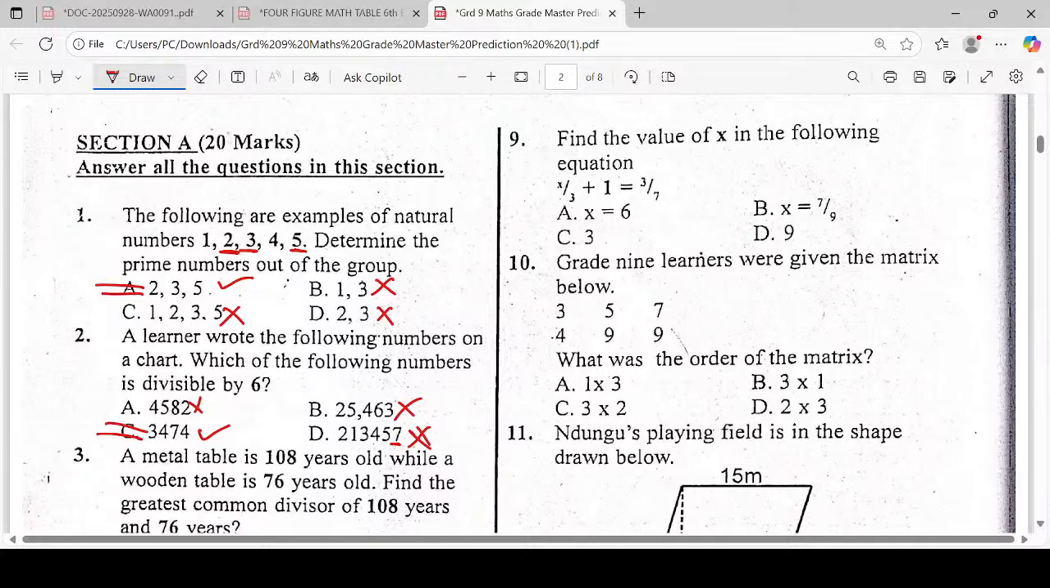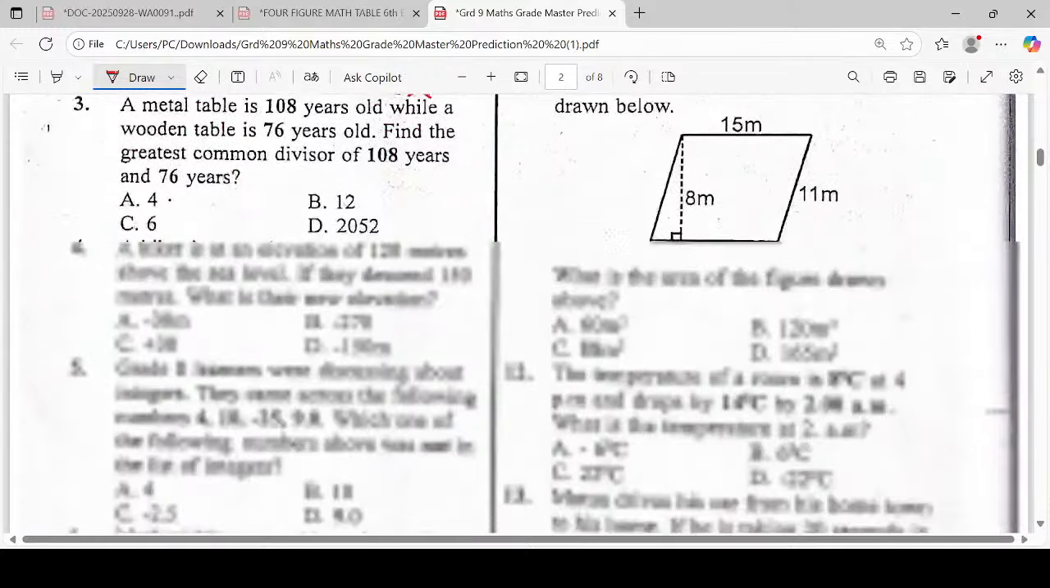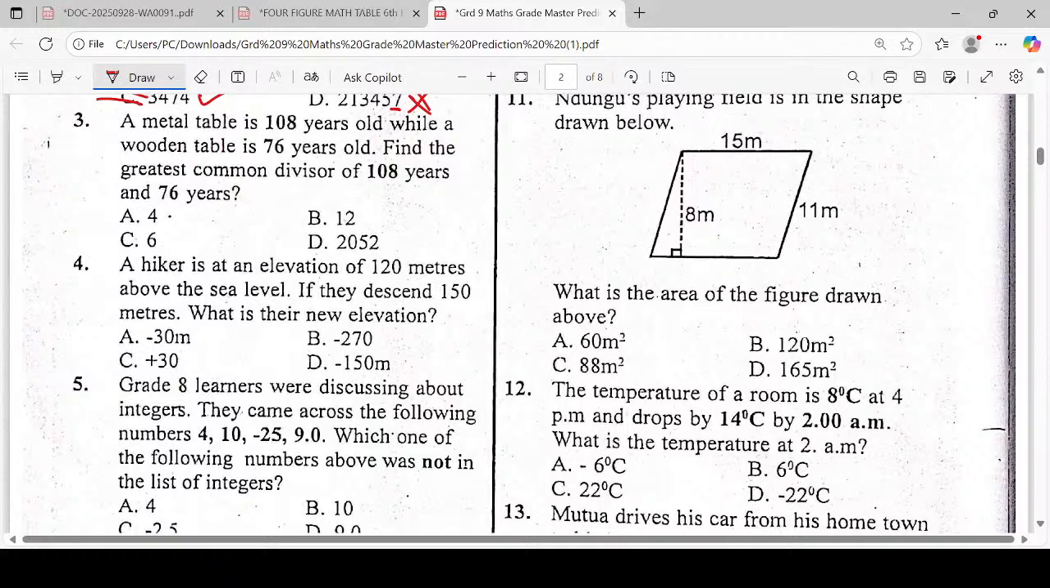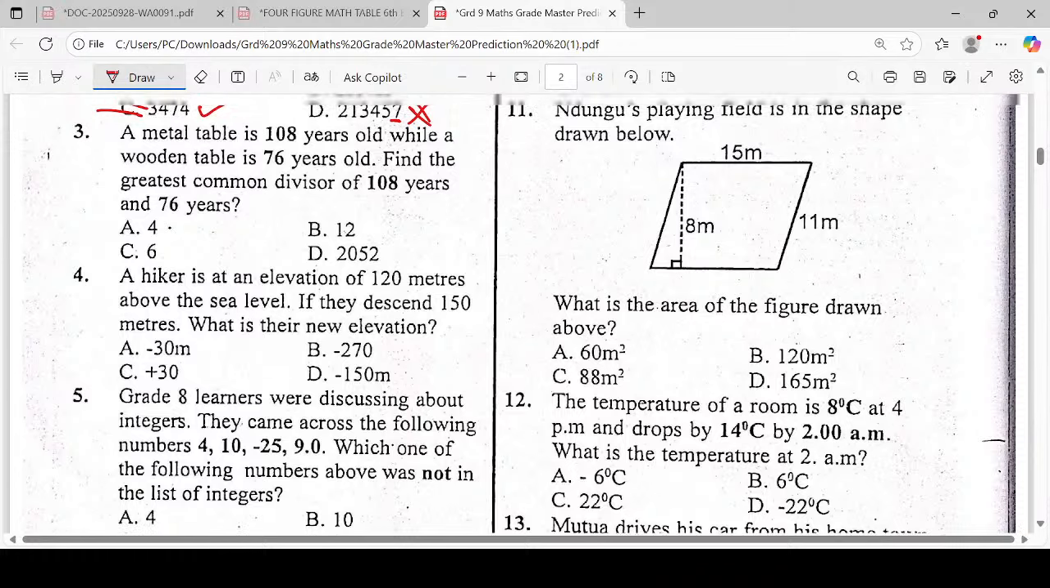Now we look at question number 3 of our discussion. A metal table is 108 years old, while a wooden table is 76 years old. Find the GCD of 108 and 76. Learners, remember, what are they wanting? They want the GCD, so you need to apply the principle of getting the GCD.